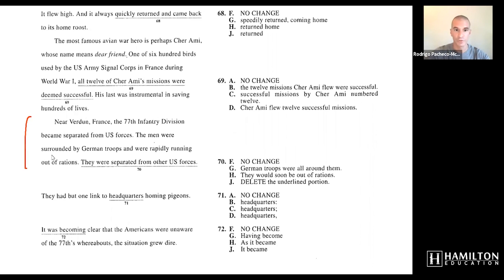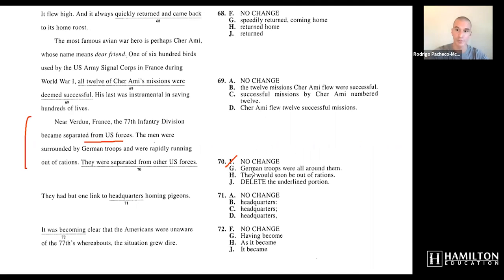The men were surrounded by German troops and were rapidly running out of rations. So with F, no change, we're told that they were separated from other U.S. forces. We're already told that they were separated from U.S. forces here. So this information would be redundant. We can eliminate F, no change.